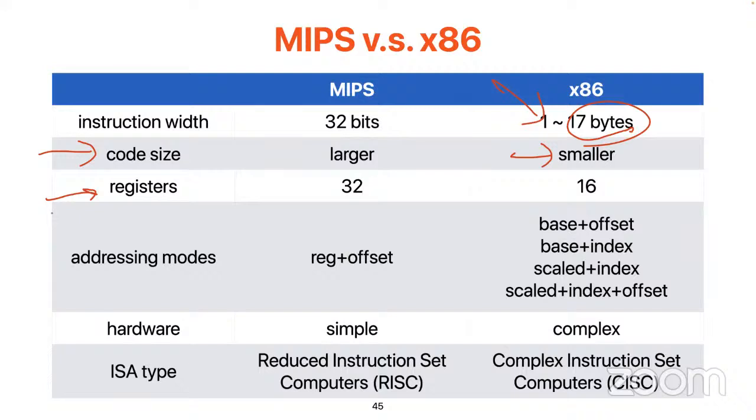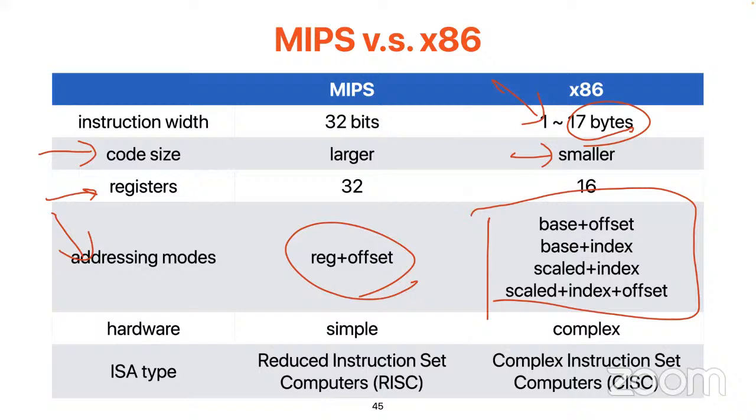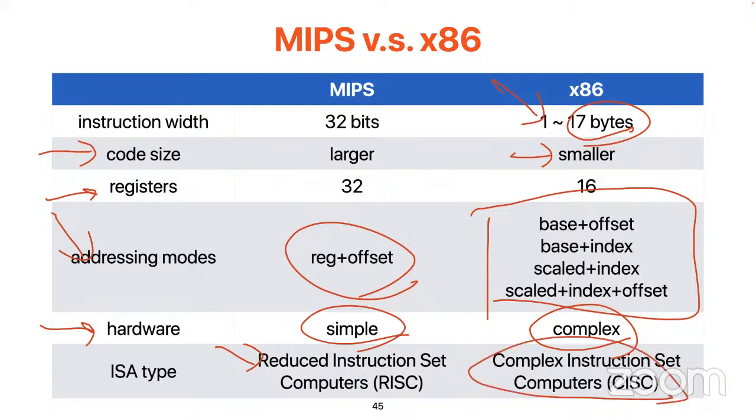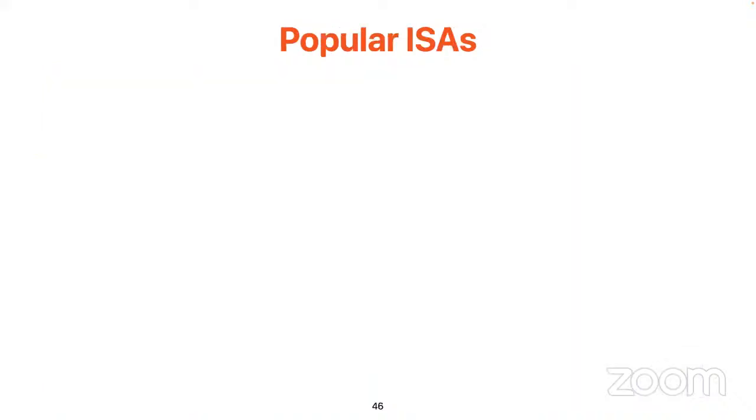And the addressing mode in MIPS is very simple, but in x86, they support 4 different modes. So it turns out the hardware implementation on the MIPS side is simpler, but it's more complex on the x86 side. So they represent 2 different types of instruction set architecture. MIPS is the representative of reduced instruction set computers, and x86 is the representative of CISC, complex instruction set computers.